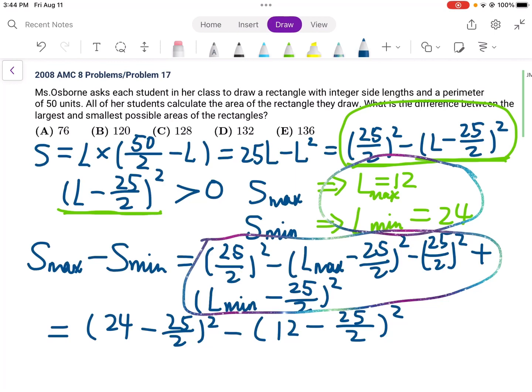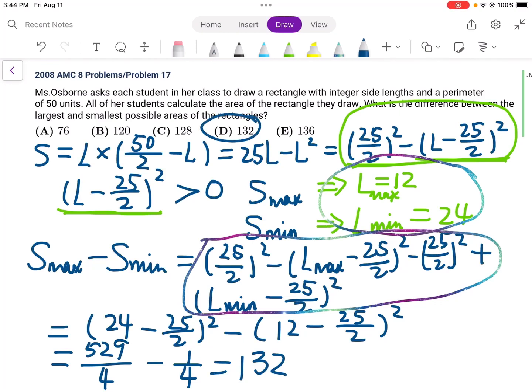And we simplify this, we can get this equals 529 over 4 subtract 1 over 4, which equals 132. Therefore, the answer is D.